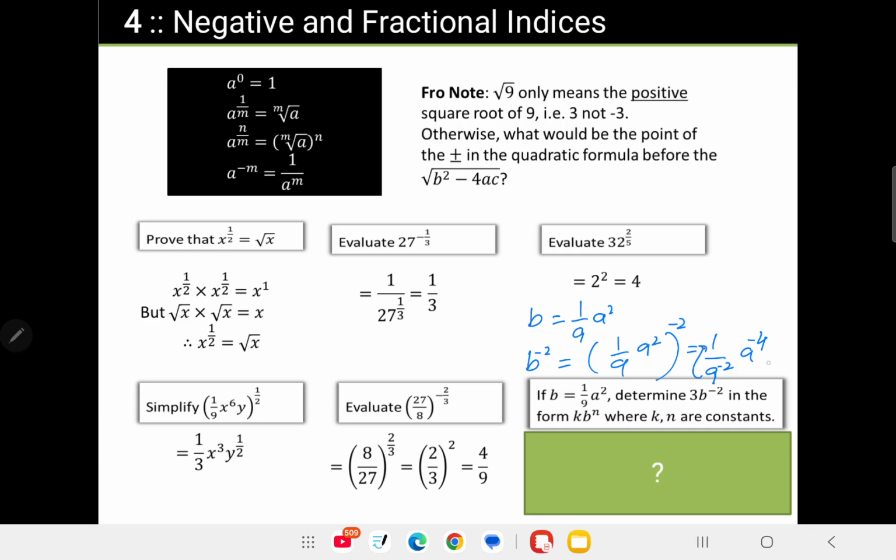If you take this up to make the power positive, and you can take this down to make the power positive of a as well. So 9 power minus 2, if you take this to the numerator, it will be 9 power 2 over a to the power 4, which is b power minus 2. So 9 power 2 means 9 times 9, which is 81 over a to the power 4, and this equals b to the power minus 2. Now we should multiply by 3 on both sides.